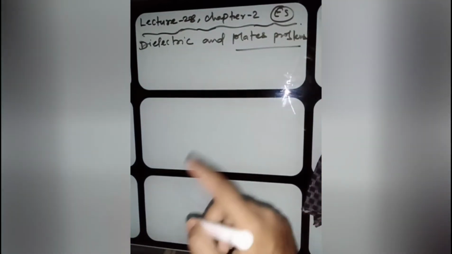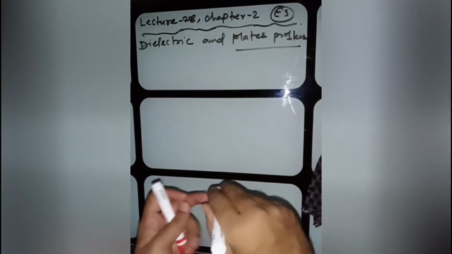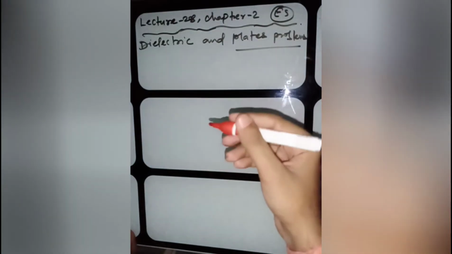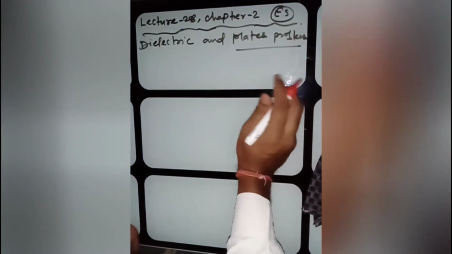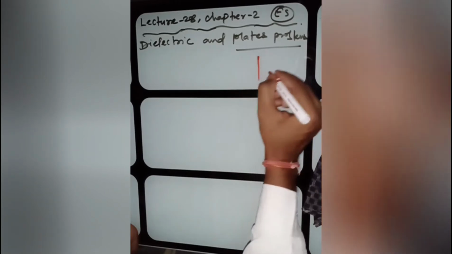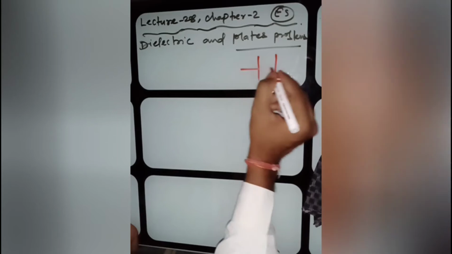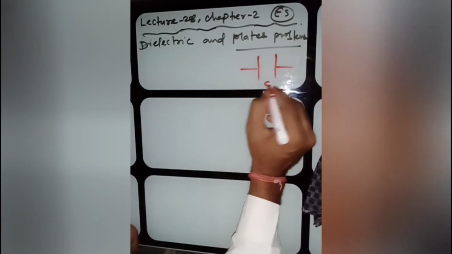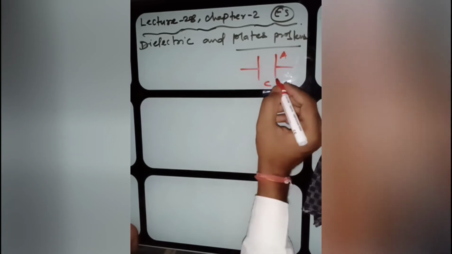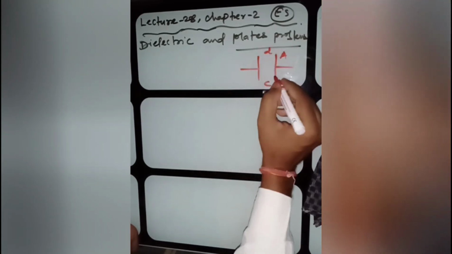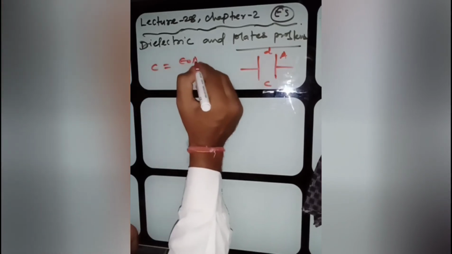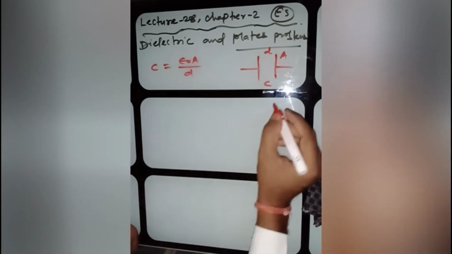Okay, dielectric and plates problem. So my dear student, suppose we have a capacitor of capacitance C, plate area A, separation D. What will the capacitance be? C will be epsilon naught A by D.